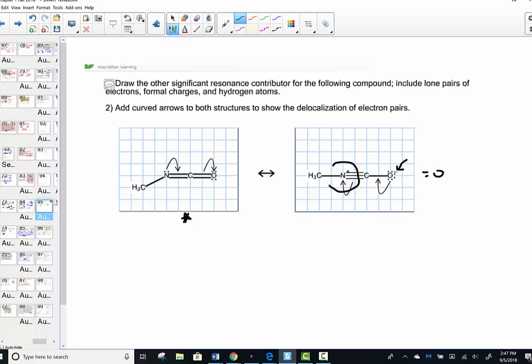Remember formal charge: nitrogen lives in group 5. It has 1, 2, 3, 4 assigned electrons, a +1 formal charge. Oxygen lives in group 6, draw a circle, 1, 2, 3, 4, 5, 6, 7 assigned electrons, a -1 formal charge. So just reminding us why they have positives and negatives now in the structure.